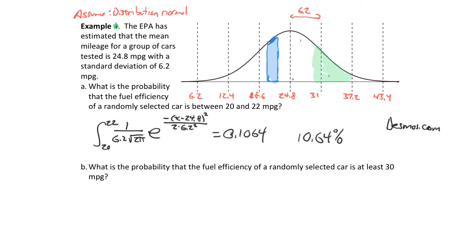to infinity. Okay, we could have a car that is extraordinarily efficient fuel-wise, and maybe it's 100 miles per gallon. That would be wonderful. Okay, so the way we would set this up is we would do the integral from 30 to infinity of our function. I'm not going to write it right now.